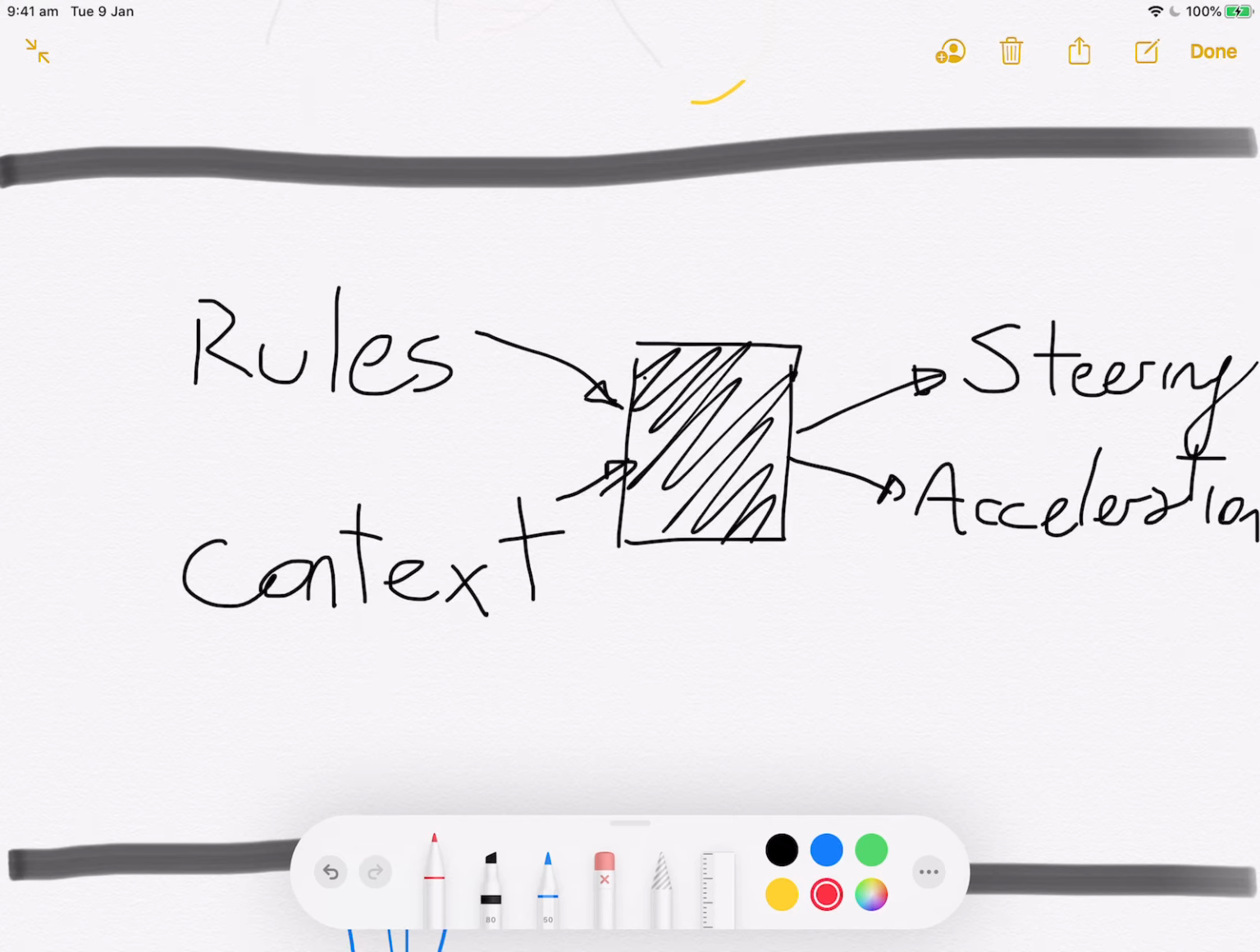So essentially, if you try to model a system from like a 10,000 feet view, you have two inputs. One is the rules, which is what you can and cannot do. The other one is the context, so what's around you, and then you need to control steering and acceleration. So how do you do that?